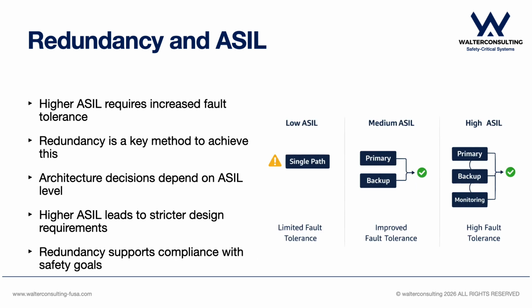Redundancy is closely related to ASIL levels. As the required ASIL increases, the acceptable failure rates become lower. This is where redundancy becomes essential. For lower ASIL levels, a single system path may be sufficient. But for higher levels, redundant architectures are required. And for ASIL D, multiple layers of redundancy and monitoring are often necessary.